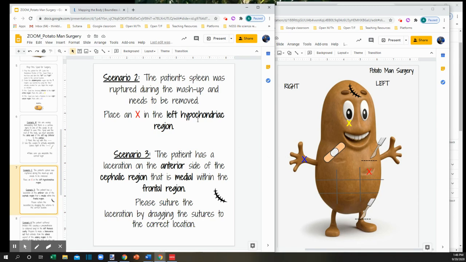And then the hypo was below and chondra was cartilage. So you have all this cartilage right here in your ribs. So it's below the cartilage there.